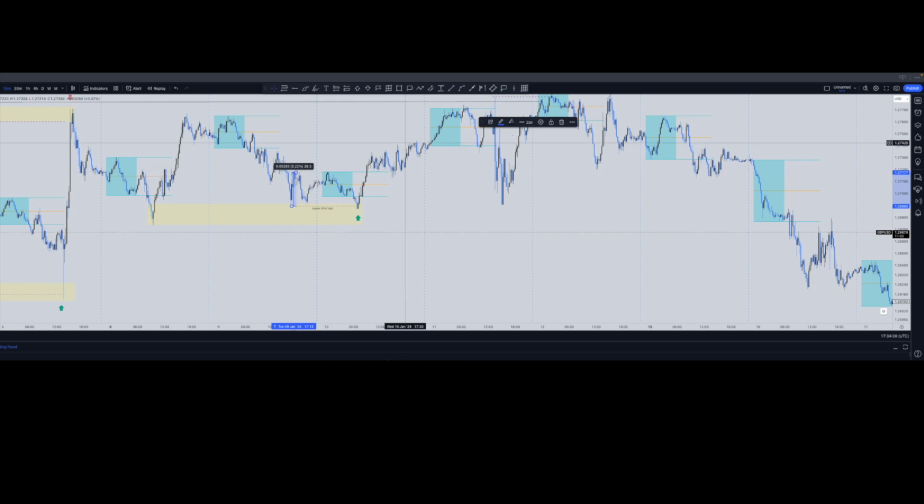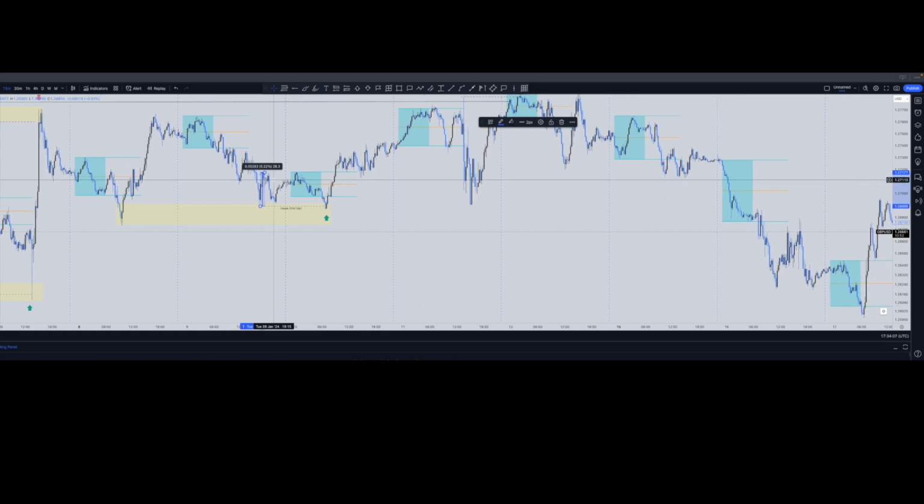However, from experience, I used to enter these moves on the first tap, even on the lower time frame. So even on M1, these same concepts will apply in terms of your entry model. You will always be waiting for the first tap to be taken out before you actually enter the market.